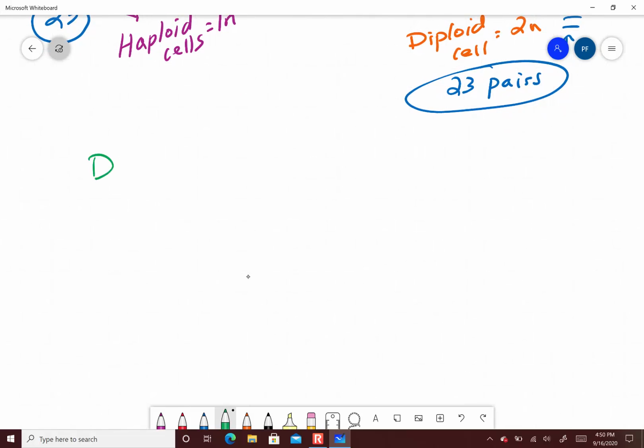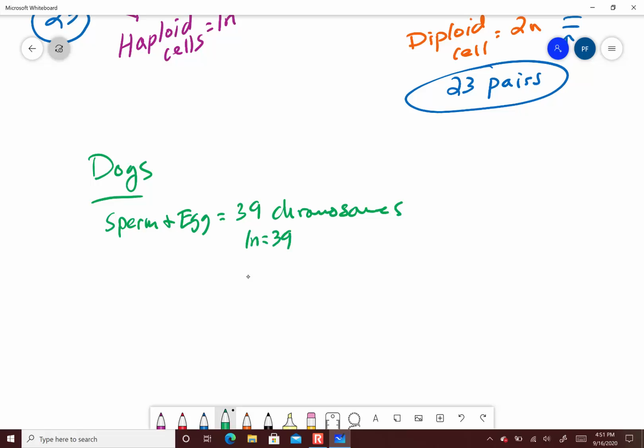Okay, and then one last example here. If we're looking at something like, say, dogs, the sperm cell and the egg cells of dogs have 39 chromosomes. So the number of chromosomes can be different, right? That's just going to be different organism to organism. But the sperm and the egg are still 1N, right? So that 39 number represents 1N. Okay, so in the dog then, what would the zygote be? Right, so what's the 2N number going to be for dogs?